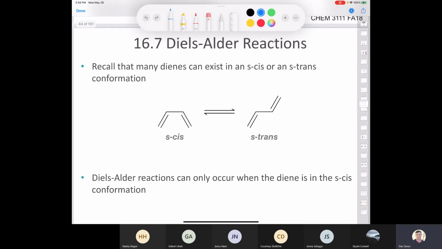Now, remember that earlier today we talked about how 1,3-butadiene and many other dienes can exist in the S-cis and the S-trans conformation because there's free rotation around this carbon-carbon bond. But the thing is that those Diels-Alder reactions that we looked at can only occur when the diene is in the S-cis conformation. You will not get a Diels-Alder reaction between a dienophile and a diene that's in the S-trans conformation. Why? Because this methylene, this pi bond, is too far away for the reaction mechanism to occur. It just doesn't happen.